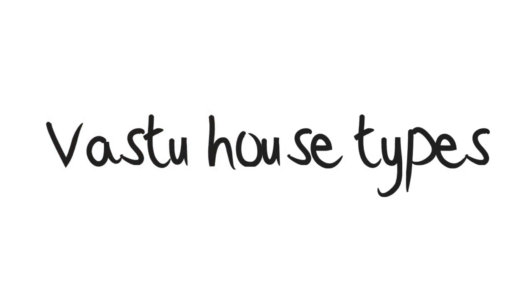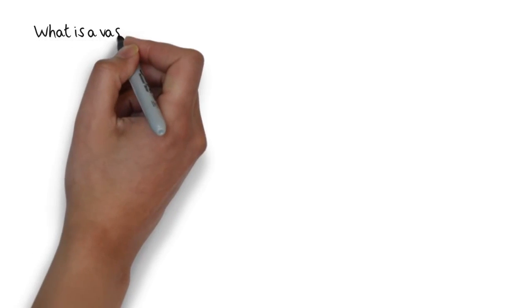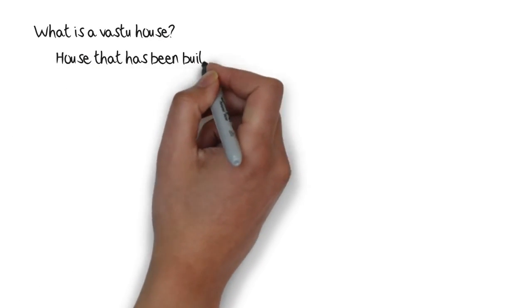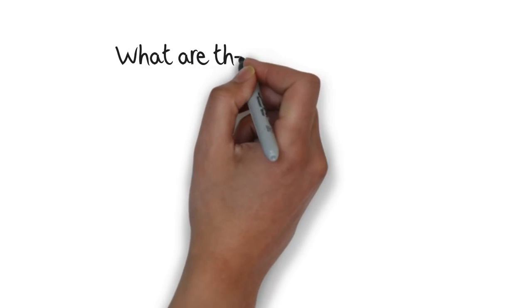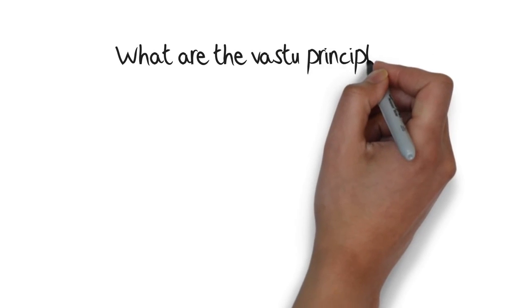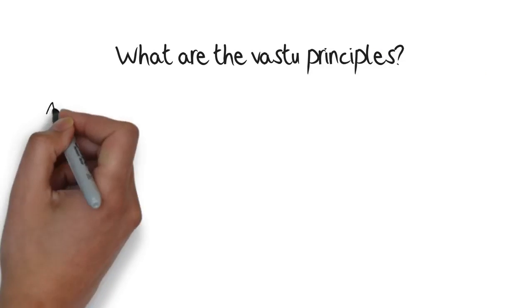House types. What is a Vastu house? It is a house that has been built from the ground up following Vastu principles. What are the Vastu principles? There's many, but here's a few.